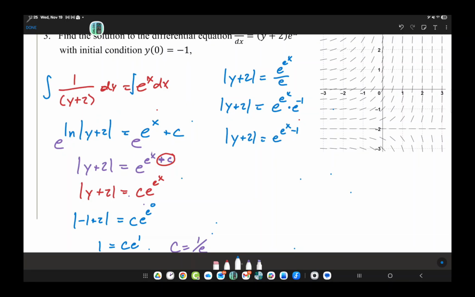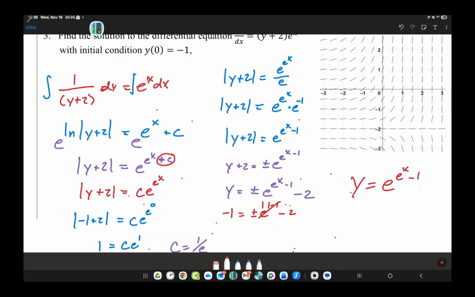Am I done? No, y is not by itself. So y plus 2 equals plus or minus e to the x minus 1. Y is equal to plus or minus e to the x minus 1 minus 2. Now, if I plug in 0 to get negative 1, would that have to be a positive or a negative? If I plug in 0, plus or minus e to the, well, what's e to the 0? 1 minus 1 gives you 0, so e to the 0 is 1. So does it have to be a positive 1 or a negative 1 to get negative 1? Positive, so it can't be negative. So y is equal to e to the x minus 1 minus 2.